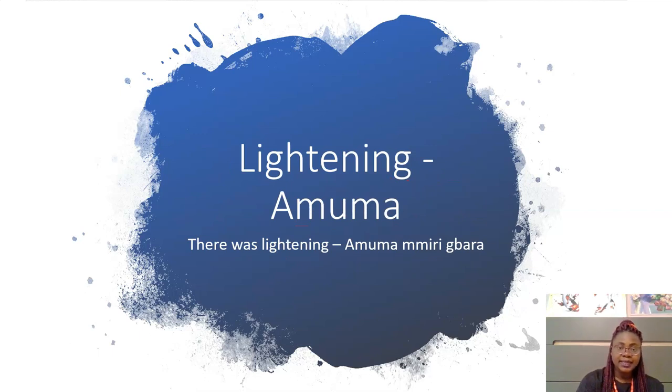Here we have lightning, which is amuma. Okay. Amụma mmiri gbara. There was lightning, okay? So note that in some accents, it might be different, but this is the general Igbo. And yeah, so if there is a difference in between accents, it's not wrong. And if you know Igbo well and there's a difference in this accent, please put in the comment section below so that others can see it as well. Let's continue.